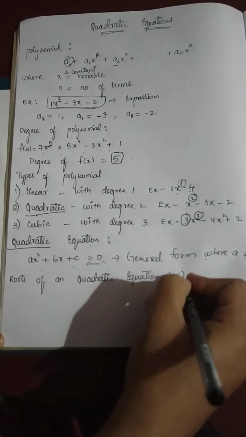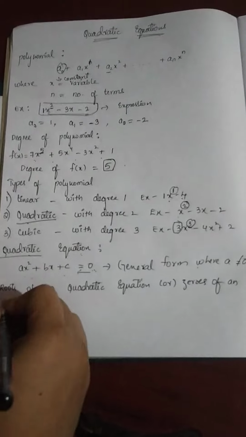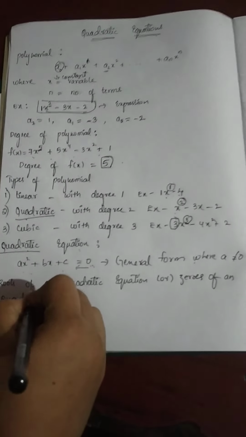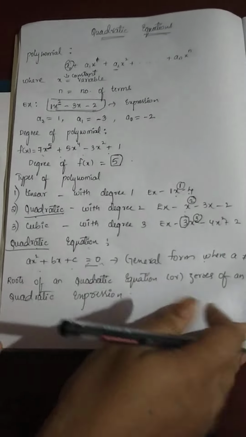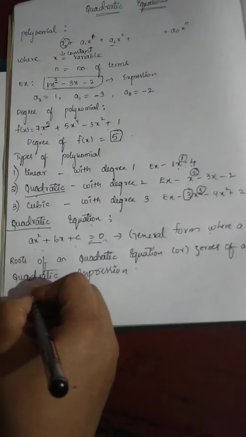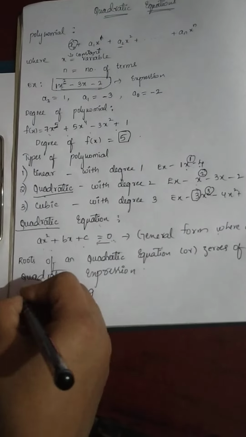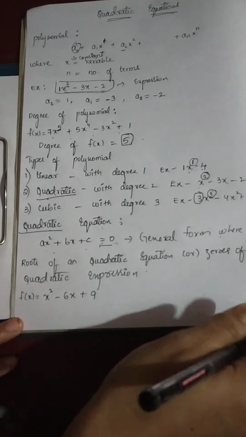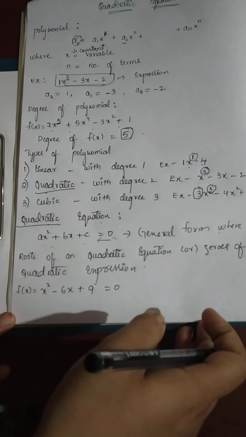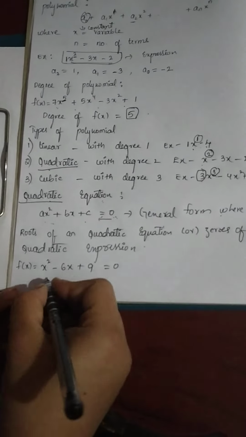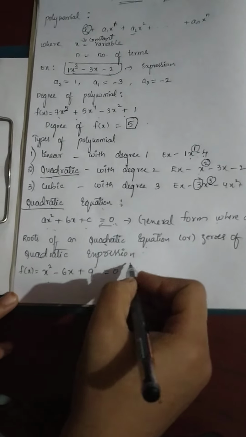This can also be called the zeros of a quadratic expression, right? We'll take an example here: x square minus 6x plus 9. If this is the question given, f of x is equal to x square minus 6x plus 9. This is an expression. If we equate it to 0, it becomes an equation, right? That's why I have written roots of a quadratic equation and zeros of a quadratic expression.